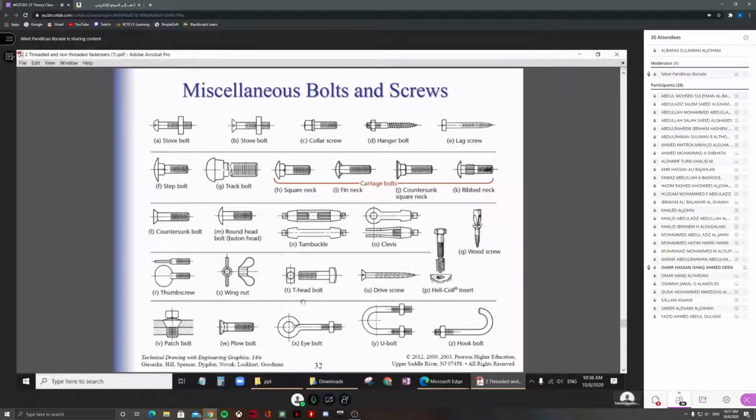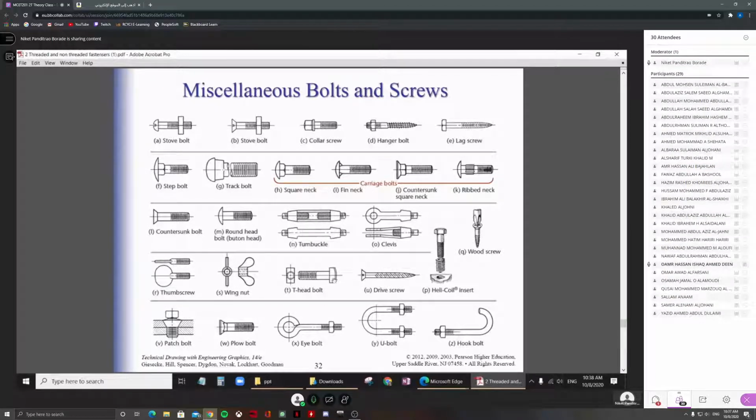And then the T-head bolt goes in the machine slots, as you remember, to fix your vise on the T-slot on the drilling machine or on the milling machine. They use a T-bolt. They have different kinds of shapes. This will match with the slot in the table, and then you fix the vise to the table. Like this, different applications for different types of bolts.